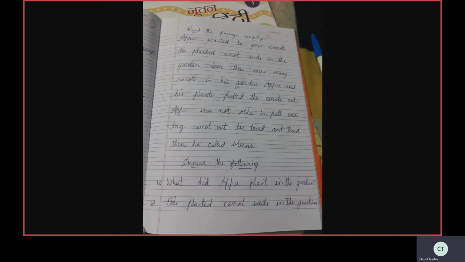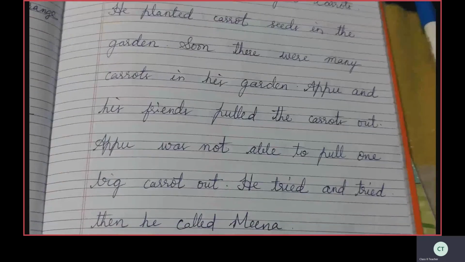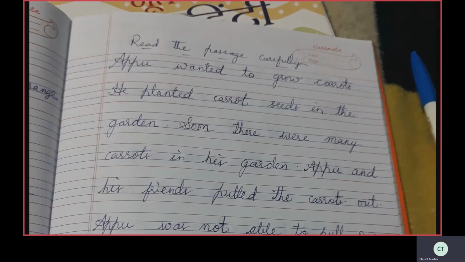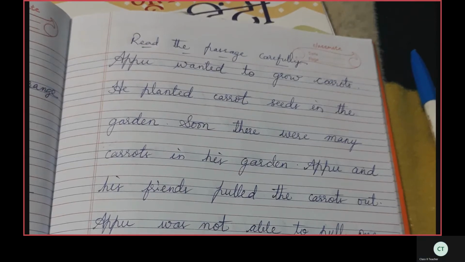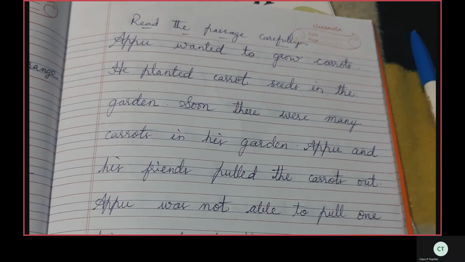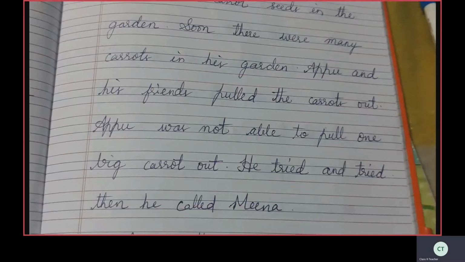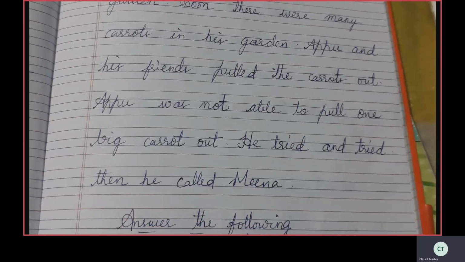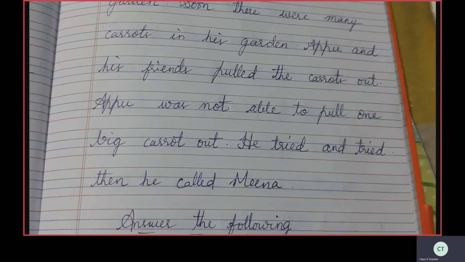See here, children, read the passage carefully. Here is the passage. Appu wanted to grow carrots. He planted carrot seeds in the garden. Soon there were many carrots in his garden. Appu and his friends pulled the carrots out. Appu was not able to pull one big carrot out. He tried and tried. Then he called Meena.